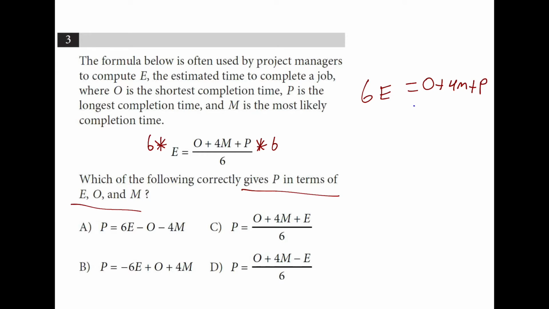Next up, we're going to subtract O, and we can subtract 4m at the same time if we wanted to. And we have 6e minus O minus 4m, all of that is equal to p. The answer is A.